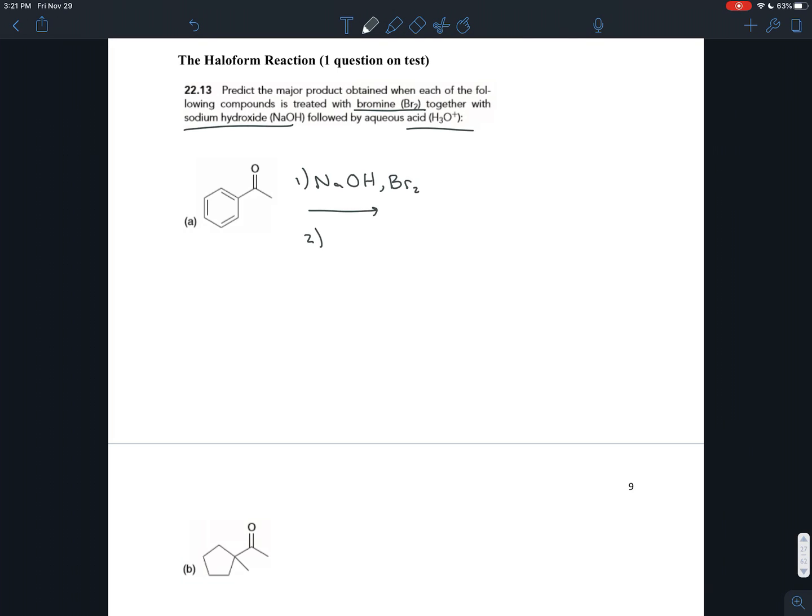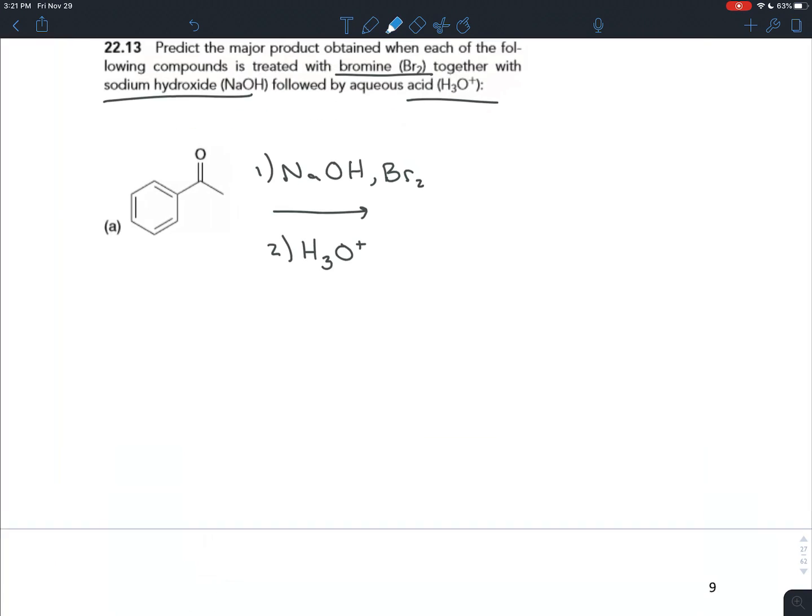What this is going to do is turn our methyl ketone. And notice that we do have a methyl ketone. We have a carbon double bonded to oxygen with a carbon on each side. One of the groups on the side is a methyl group, so methyl ketone. It's going to turn that methyl group into a carboxylic acid.